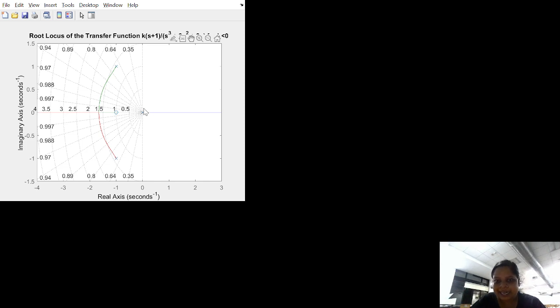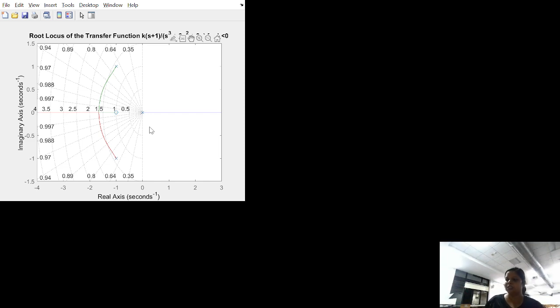Whereas for the second pole, which was at s is equal to 0, you have a branch that is going to infinity. So this tells us that one pole terminates at an open loop 0, whereas two are going to infinity.